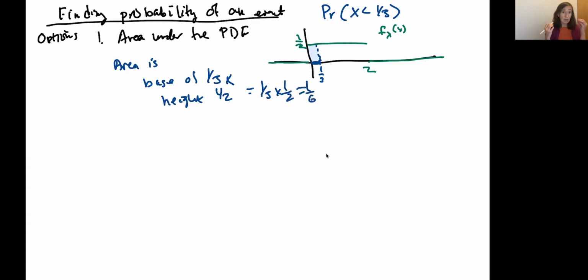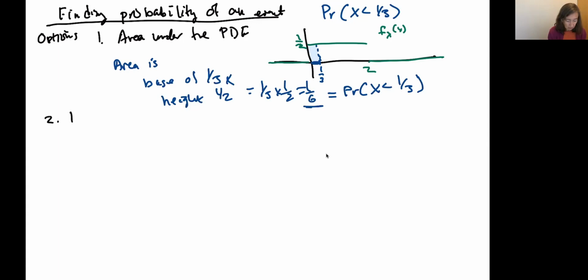I'm just using very basic geometry here. What is the area of that rectangle? It's 1/6, and that is my answer. That is the probability that X is less than 1/3. Okay, so that's one option.